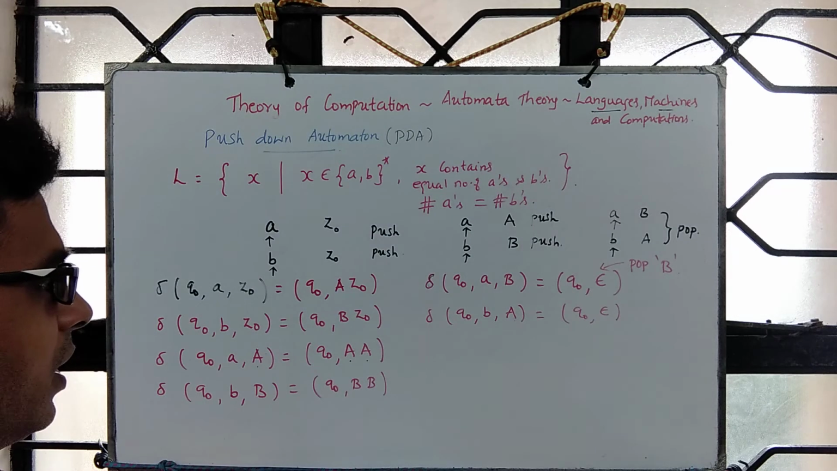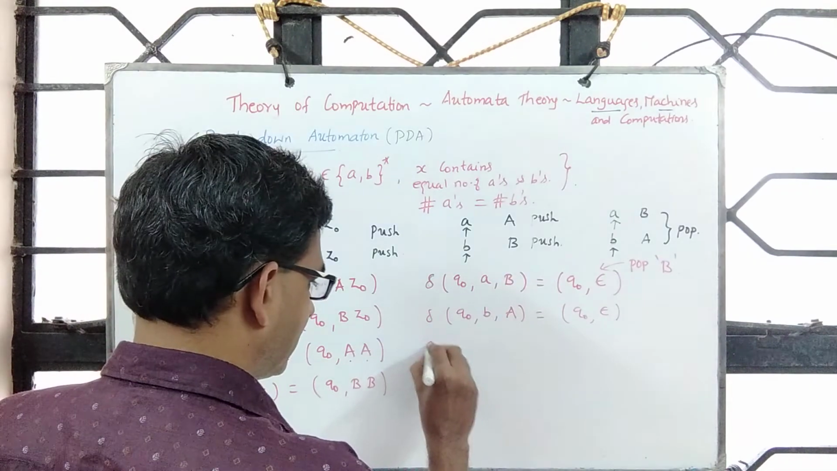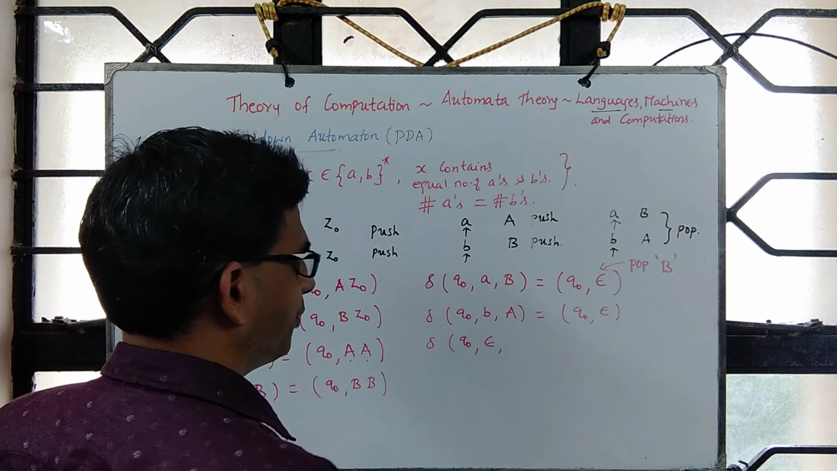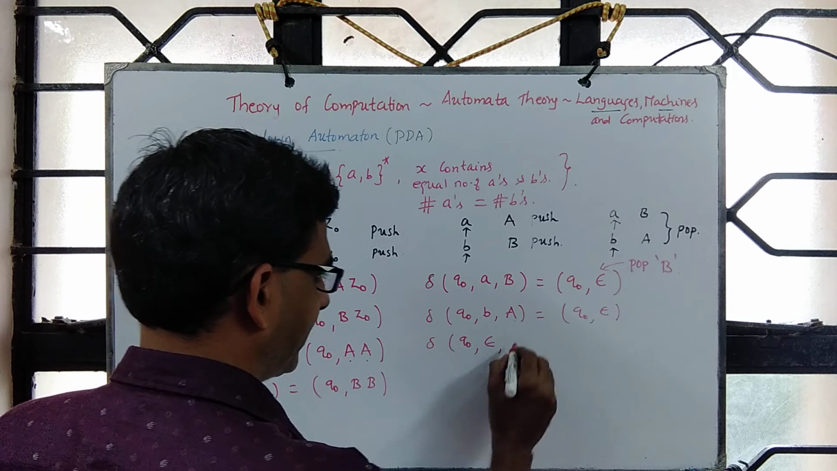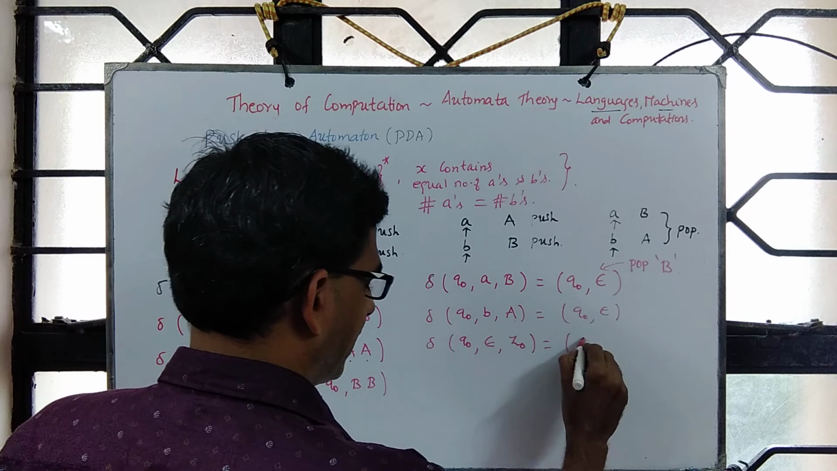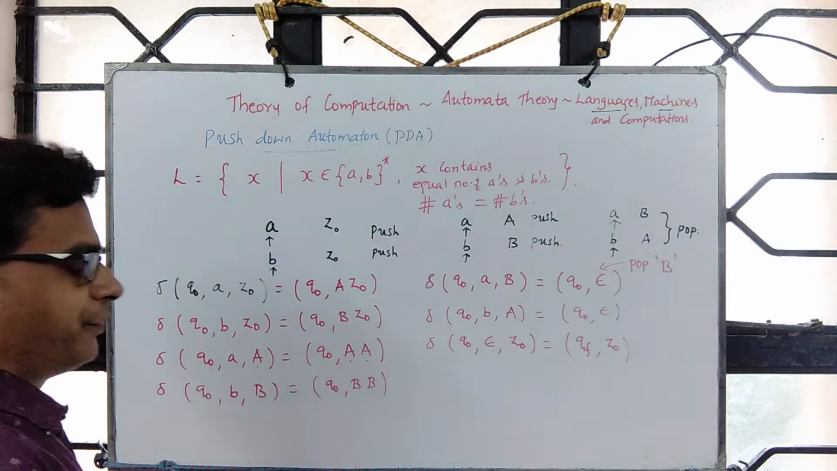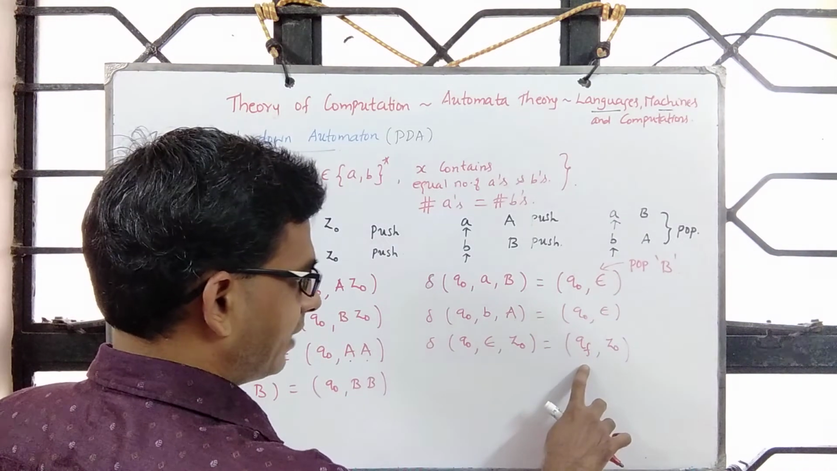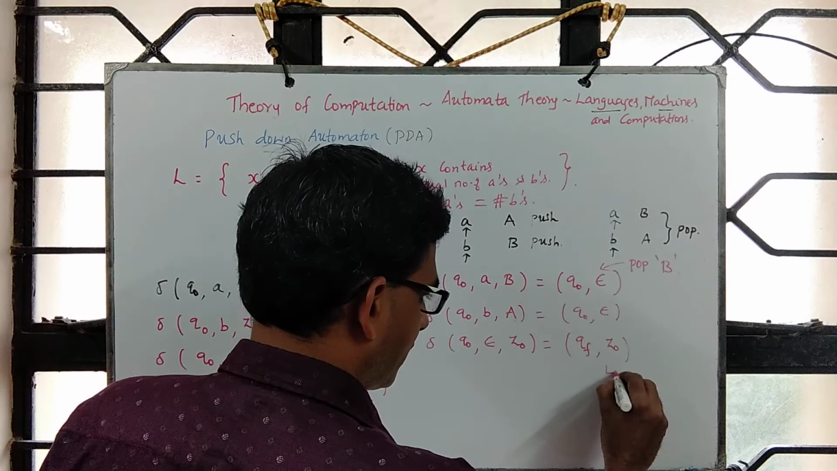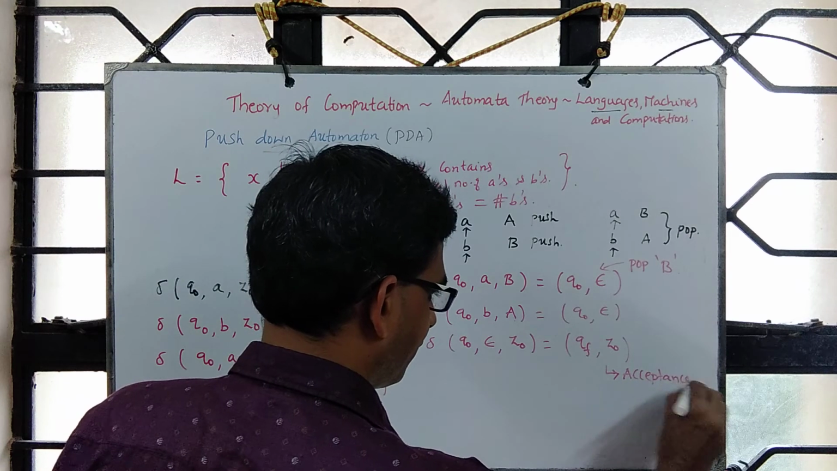Fine. Now everything goes smoothly. Let's assume we are in Q0. We have exhausted the input tape, which means it becomes epsilon, and the top is Z0. We say that we reach a final state. So if you reach the final state and you don't disturb the stack, such a thing is called acceptance by final state.